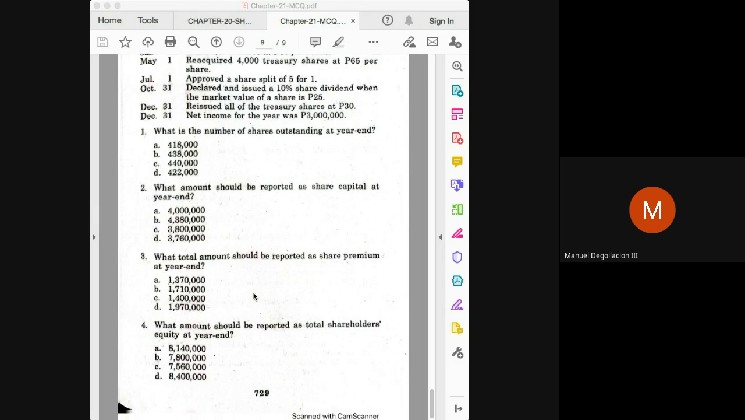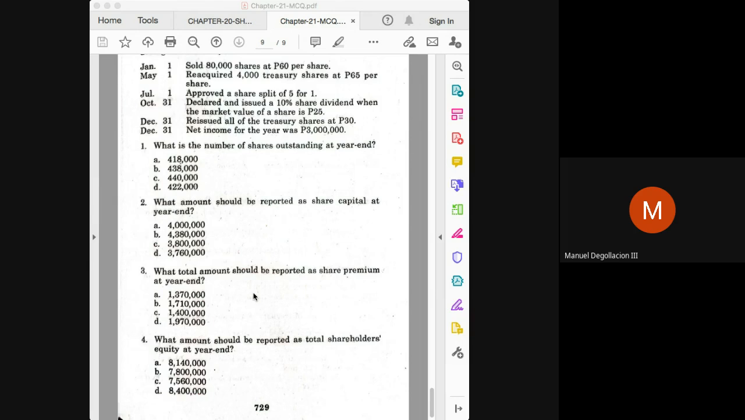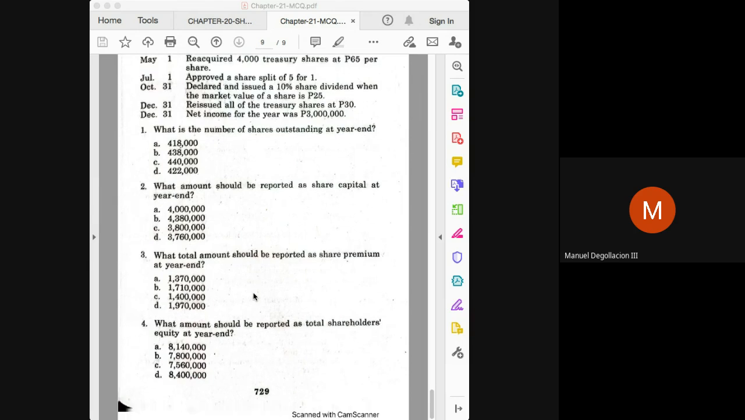Now, do we have to deduct your treasury shares? Supposedly, that's the rule. That's the reminder always. Never forget to deduct the treasury shares. But here, we do not have any treasury shares because they were reissued afterwards. Okay, so we'll just have the share capital, share premium, and your retained earnings. So share capital is 4,380,000, share premium is 1,710,000, retained earnings is 2,050,000. So your total shareholders' equity would be 8,140,000.